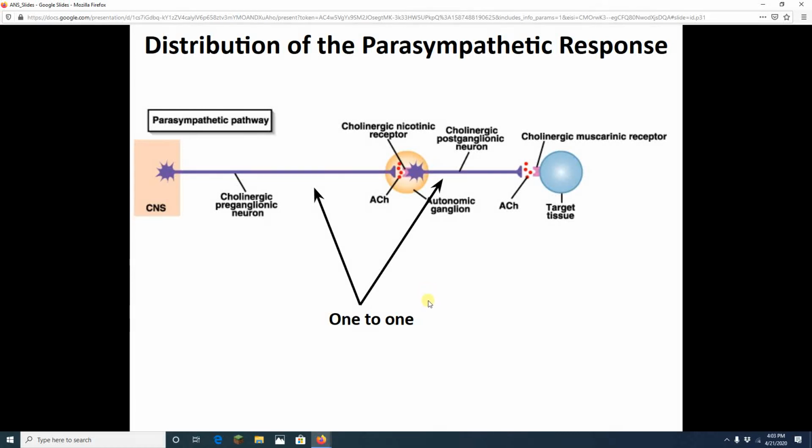Guys, welcome to the final lecture on the ANS. We're going to start out by talking about the distribution of the parasympathetic response. In other words, is it going to be something that spreads to many organs at once, or is it restricted to one particular spot? For the most part, the parasympathetic response is very localized. It's not like a lot of different parts of your body get turned on at the same time. Rather, just your salivary glands, or just your eyeball, or just your heart. Because there is a one-to-one relationship between pre and post-ganglionic neurons.